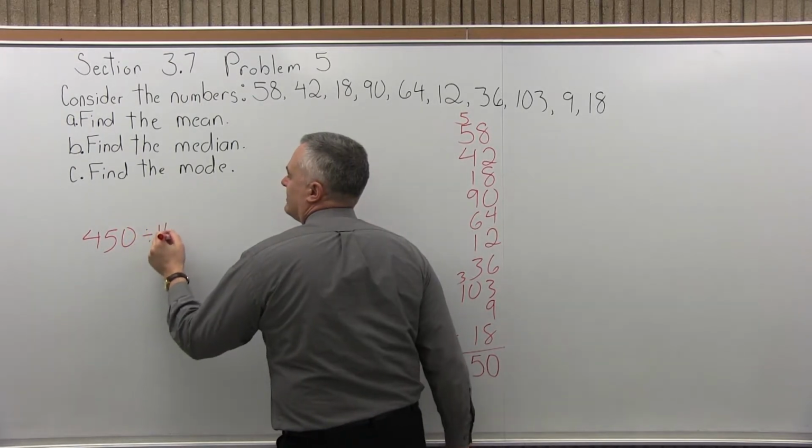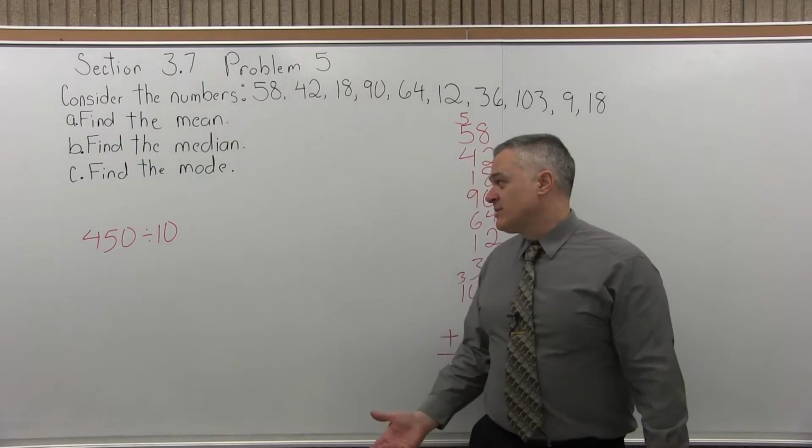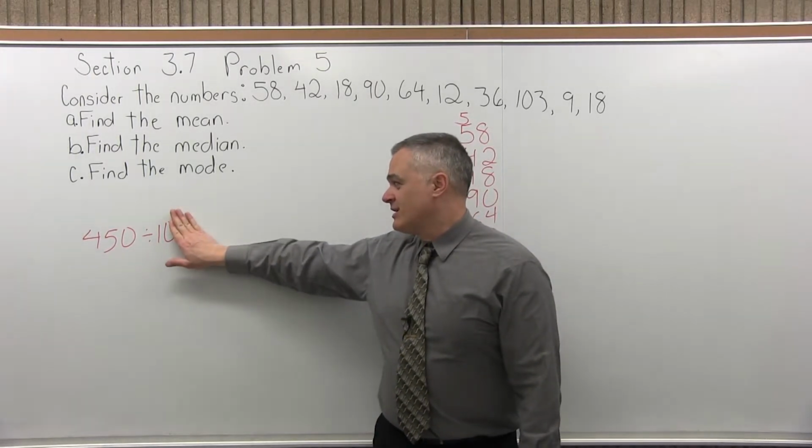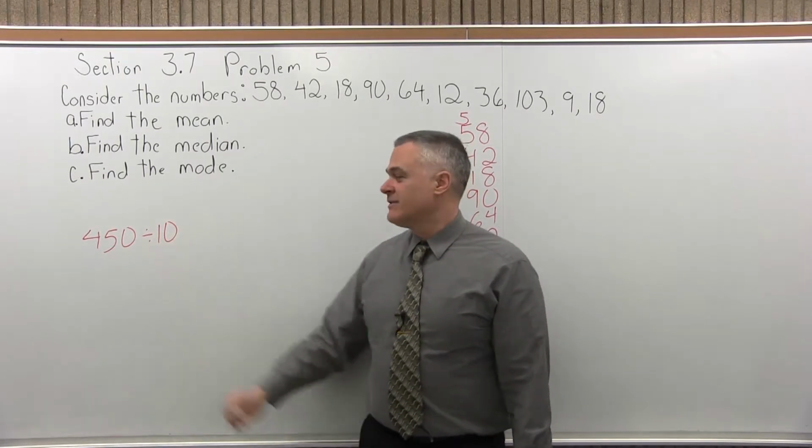divided by 10. Now this I can actually do easier in my head than even with a calculator. The 0 in the 10 is going to cancel the 0 in the 450. I can just see that it's 45.